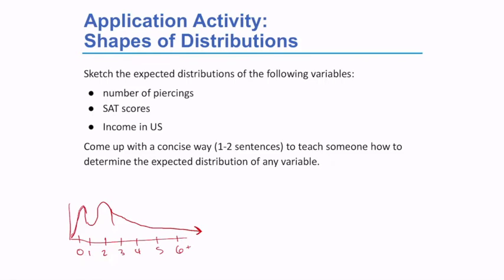So I expect this distribution would be bimodal and skewed to the right because you have a few people who have very many piercings. I have a friend who has like 13 piercings now. But people are much more likely to have either 0 piercings or 2 piercings than to have 1, because a lot of people have both ears pierced.